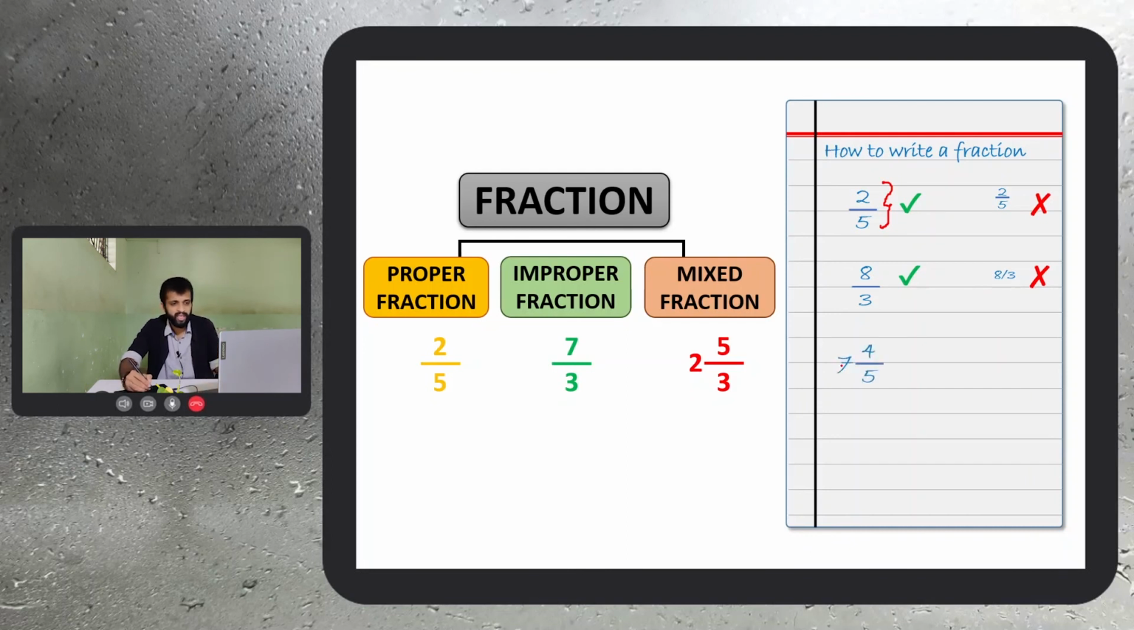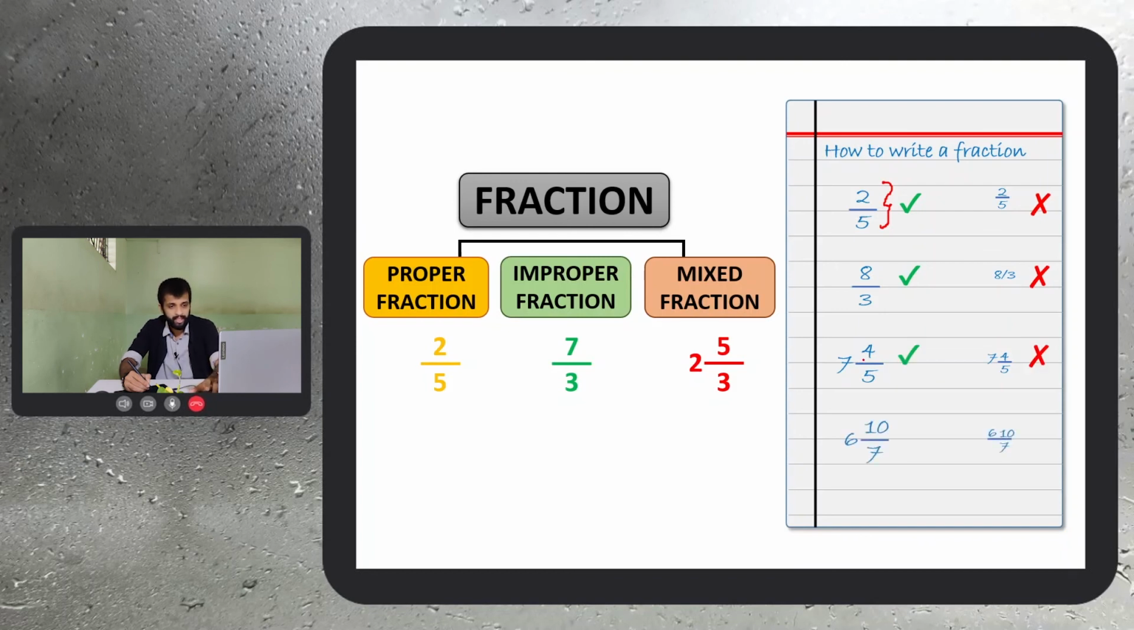Mixed fractions are written like this: 7, on the line, 4/5, and not something like this. Sometimes this can look like 74/5. So make sure you are writing them correctly.